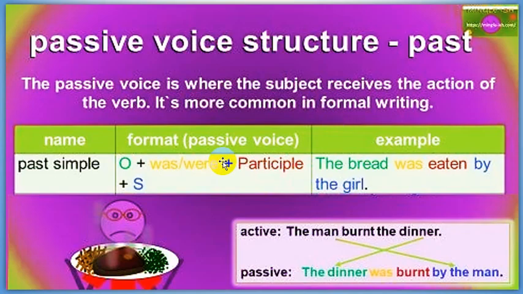Now, passive voice structure in the past simple: object، وقلنا إما was أو were حسب الـ object، الفاعل هنا مال جملة passive، past participle زائد subject مسبوق by. The bread was eaten by the girl. The man burnt the dinner. Burnt هو ماضي burn يحرق. So the dinner، بما أنه ماضي بسيط، dinner هو مفرد، خلي was. The dinner was burnt by the man.